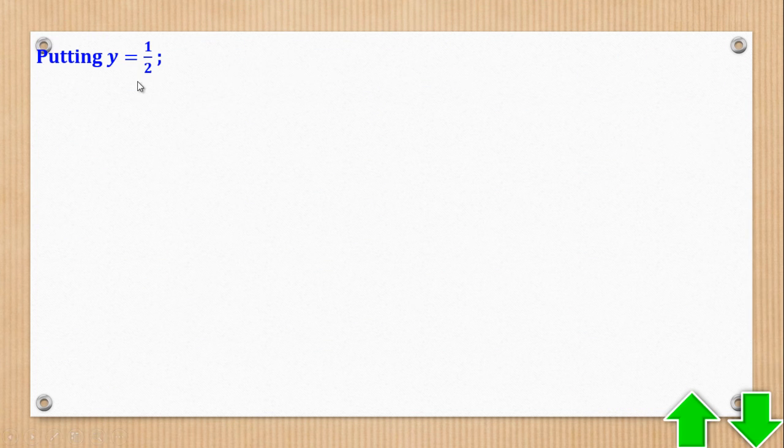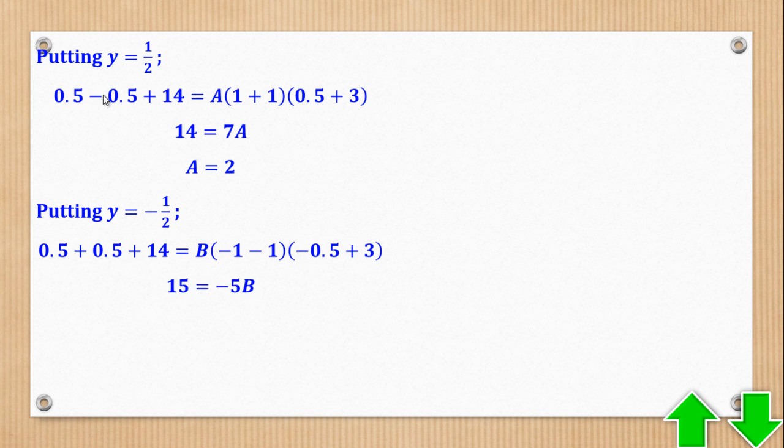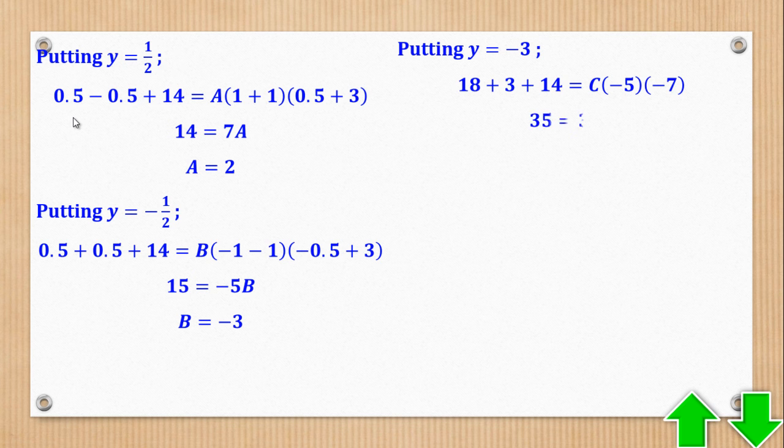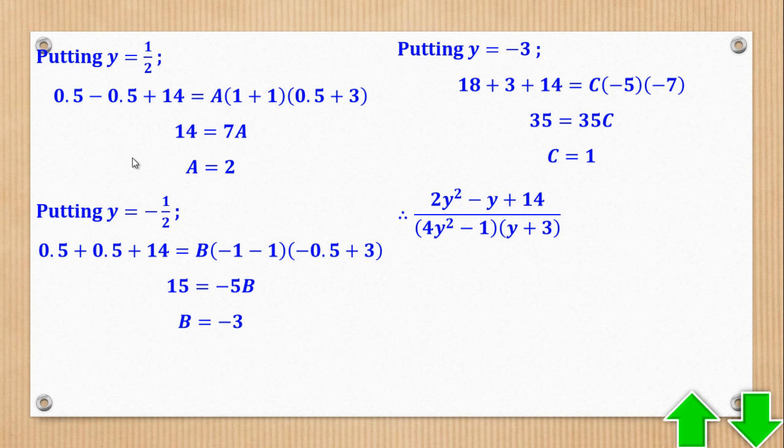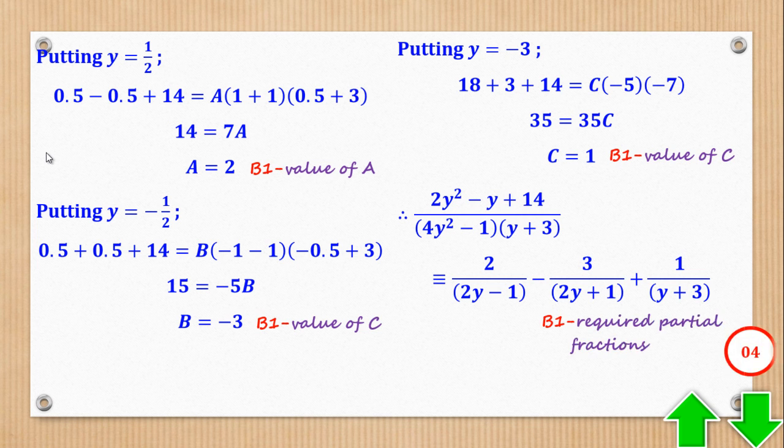So using y is equal to a positive half, I'll come up with that. Simplify and get the value of A. Then put y is equal to negative a half, substitute, simplify, get the value of B. Then put y is equal to negative 3, substitute, simplify, and get the value of C. Then from there you can quote the partial fractions they wanted. So that was part A.